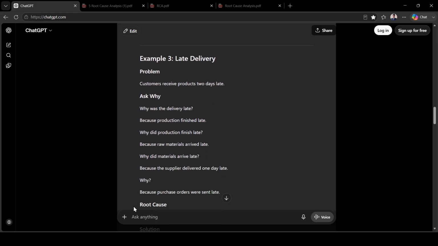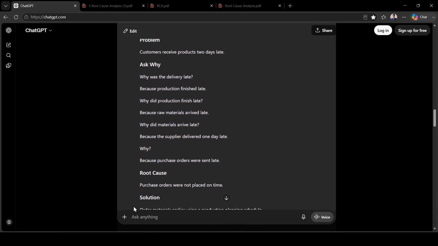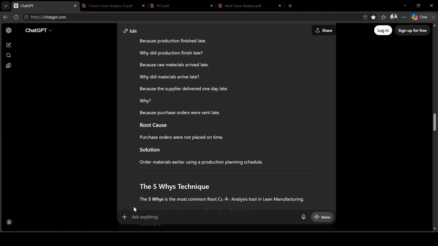Example 3. Late delivery. Problem: customer receives product 2 days late. Ask why. Why is the delivery late? Because the production finished late. Why did production finish late? Because raw materials arrived late. Why did materials arrive late? Because the supplier delivered 1 day late. Why? Because the purchase order was sent late. Root cause: purchase orders were not placed on time. Solution: order materials earlier using a production planning schedule.